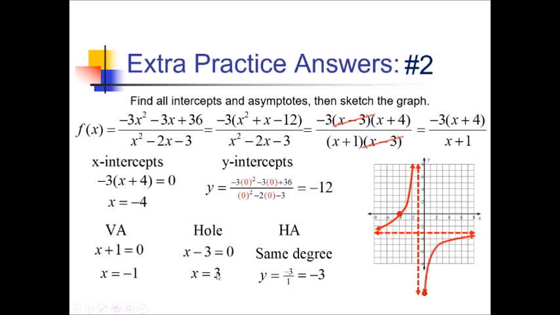And we said we had a hole at 3, x equals 3. So here's x equals 3. Here is where the graph is at that point. So let me put a hole right there, and we're all set.